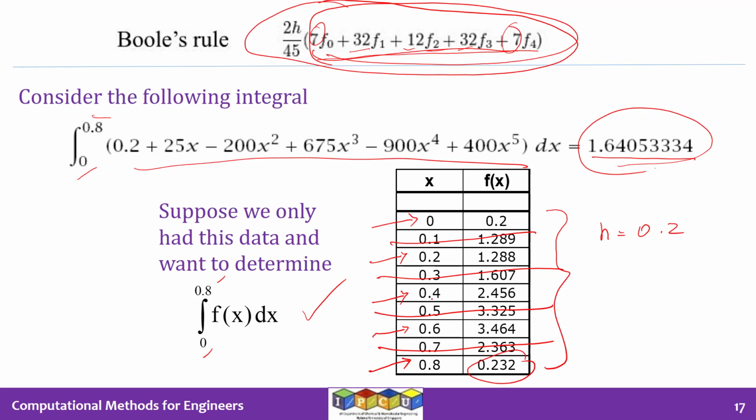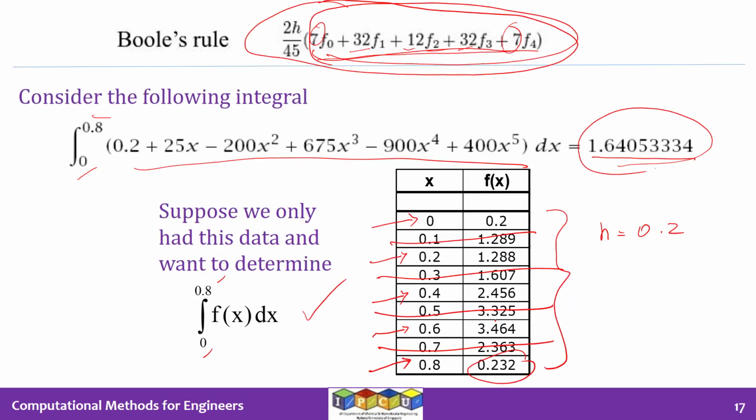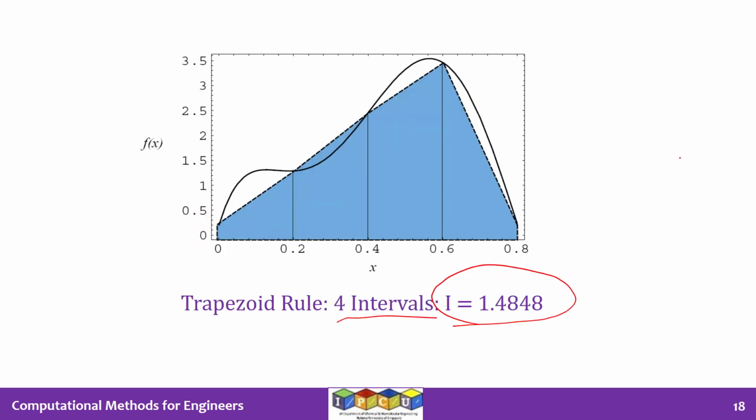And I use the corresponding f values and the trapezoid rule formula to get an answer of 1.4868. That's the estimate of the integral. As you can see, that is quite far from 1.64053334, which is the true value.